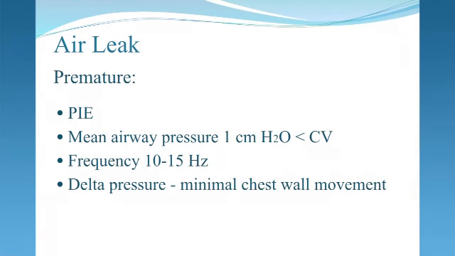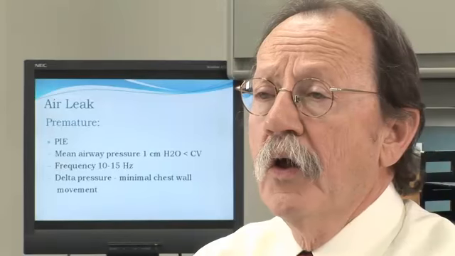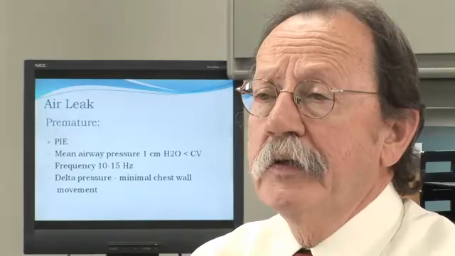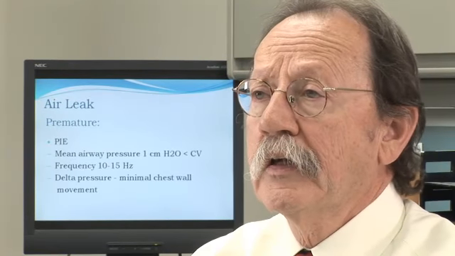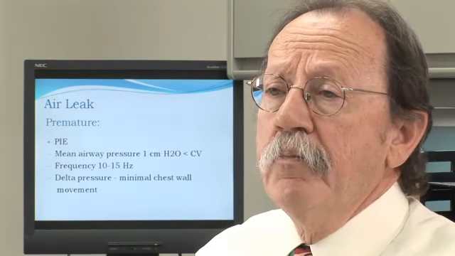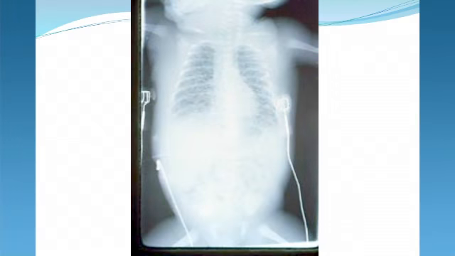High frequency is frequently used for air leak, both the oscillator and the jet and the flow interrupter. The jet has been particularly useful for PIE. Typically, we start with a mean airway pressure that's a little bit less than conventional ventilation or equal to it. Frequencies, again, rapid in the oscillator, 10 to 15 hertz; in the jet, somewhere in the 6 to 10 hertz range. And you want minimal chest wall movement because you're going to accept CO2s that are a little bit higher. Again, this is a baby with fairly severe PIE that those kind of strategies should be useful on.